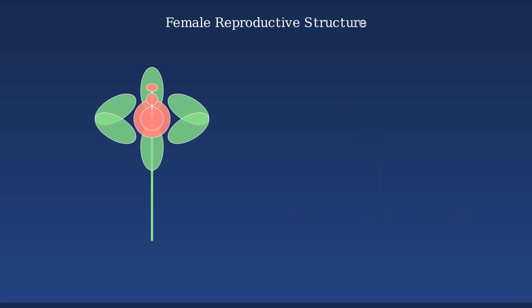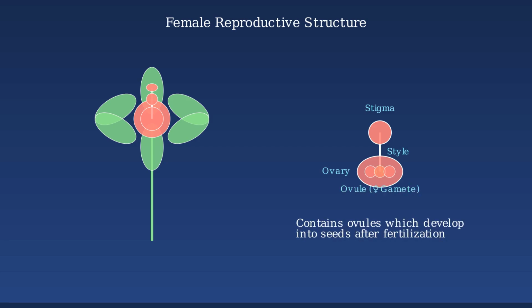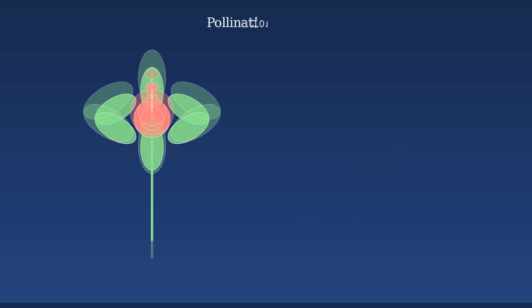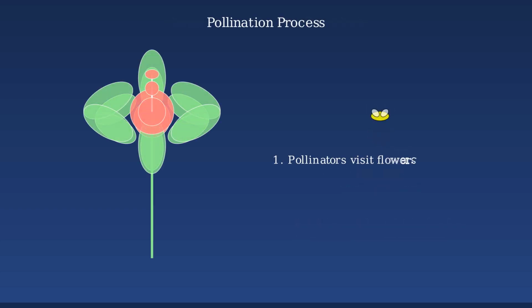The pistil is the female reproductive organ, consisting of the stigma, style, and ovary. Inside the ovary are ovules, which contain the female gametes, or egg cells, waiting to be fertilized. Pollination is the transfer of pollen from the anther to the stigma.